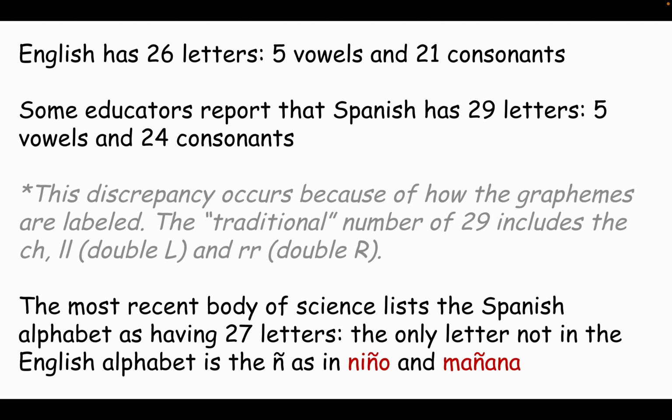English has 26 letters, 5 vowel letters, and 21 consonants. Some educators report that Spanish has 29 letters, 5 vowels, and 24 consonants. This discrepancy occurs because of how the graphemes are labeled. The traditional number of 29 includes the che, or the ch, the elle, or double L, and the doble R. The most recent body of science lists the Spanish alphabet as having 27 letters. So the only letter not in the English alphabet is the ñ, as in niño and mañana.